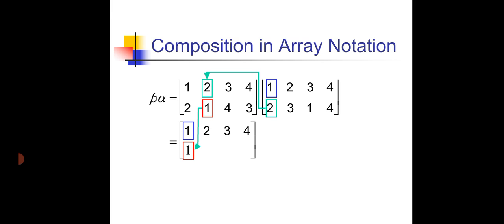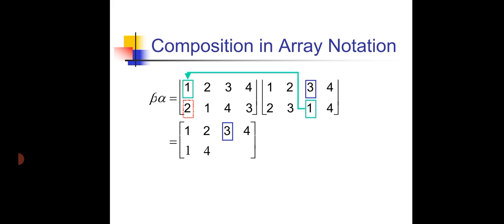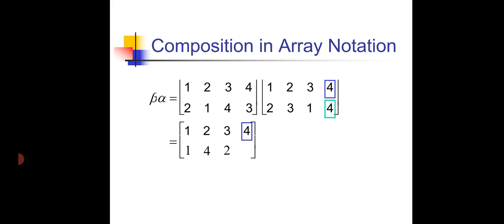Similarly, for the next term 2: going back, 2 is mapped to 3, and next we move to the front, where 3 is mapped to 4. So the final answer for 2 is 4. Next, 3. Go back: 3 is mapped to 1, and moving forward, 1 is mapped to 2, so the final mapping for 3 is 2. And the last one, 4: in alpha, 4 is mapped to 4, then going to the front, 4 is mapped to 3, and the final answer is 3. This is the composition in array notation.